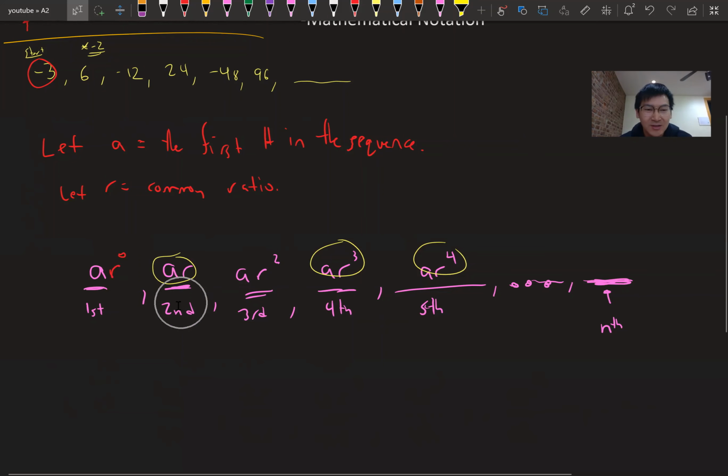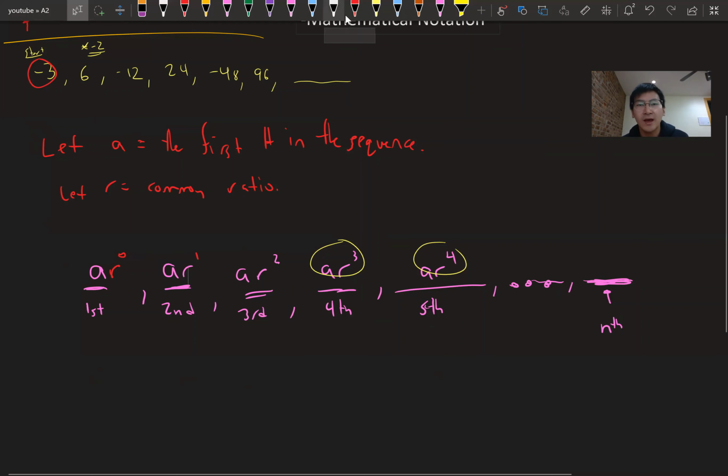Okay, if I ask you for the second term, how many r's are there? This is like saying r to the 1. The third, r to the second, fourth, right? So the pattern is that the number of r's that appear in your sequence will be 1 less than the position number. Okay, so that's going to help us.